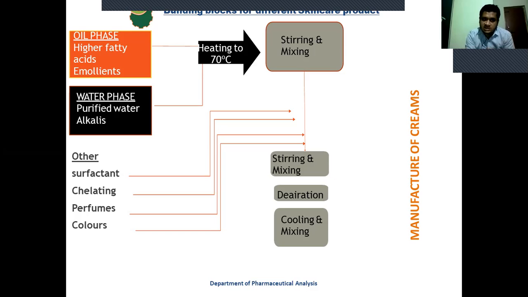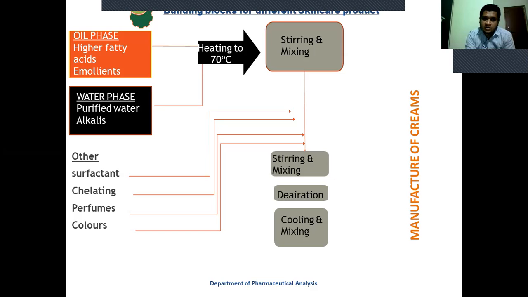Initially it will be liquid, but whenever the temperature decreases, because you already removed it from the heating zone, the temperature will definitely decrease. When the temperature decreases, a little bit thick cream form will be there. It will not remain liquid, it will be a little bit thick in nature. Immediately some cream form will come, a viscous semi solid type form.